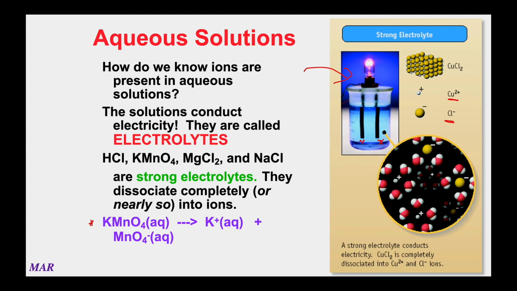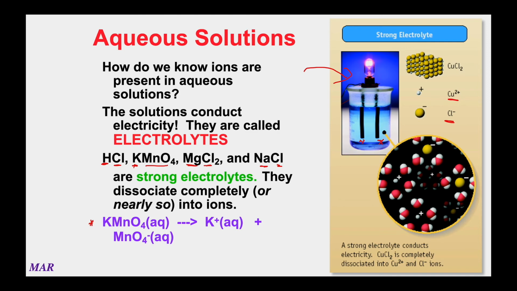HCl, hydrochloric acid, is another great example of a strong electrolyte, and so is sodium chloride. Notice again, all of these have positives and negatives. H plus, Cl minus, that's the positive negative. K plus, MnO4 minus. Mg2 plus, Cl minus, Na plus, Cl minus, etc., etc. You have to have a lot of ions running around.